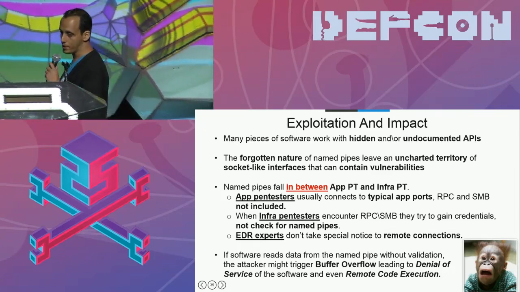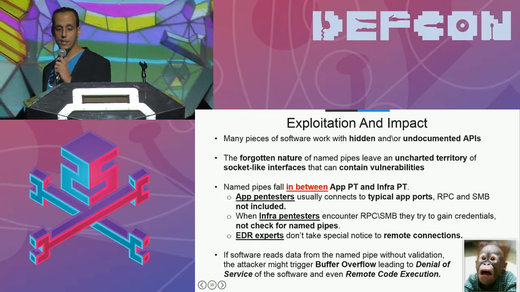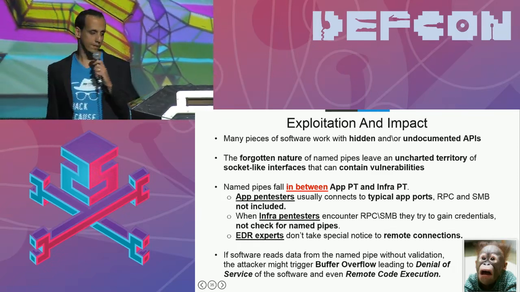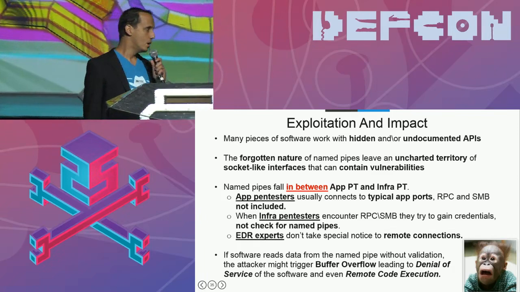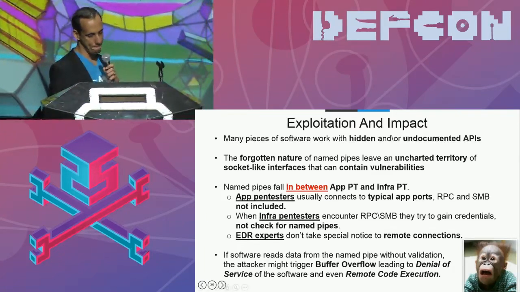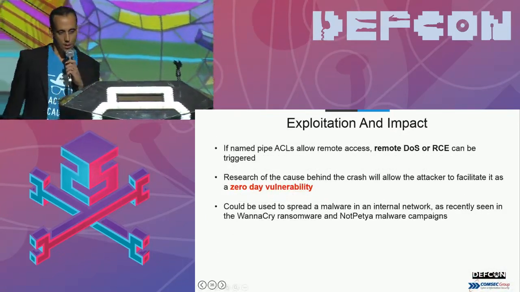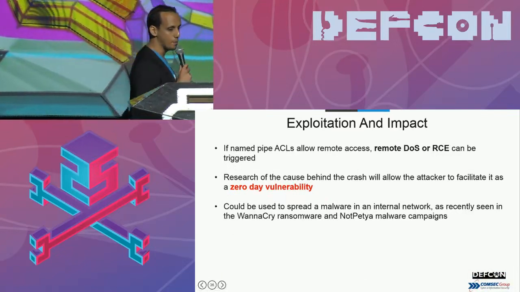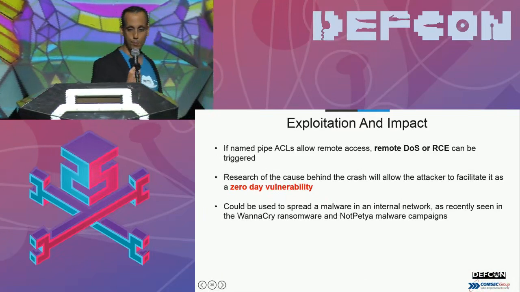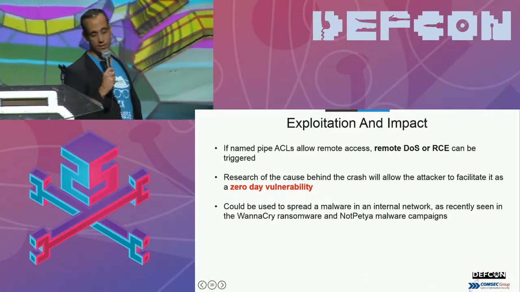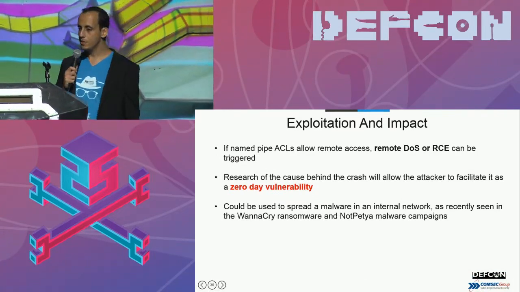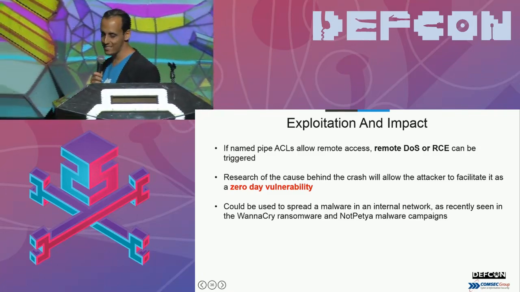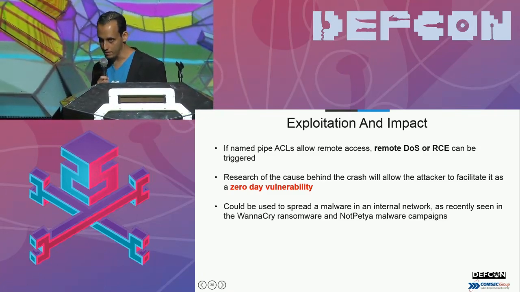So if your Windows installed software reads data from named pipes without validation, it's like any vulnerable application. You can have multiple vulnerabilities, including buffer overflow, that can lead to denial of service, or even, in some cases, remote code execution. So if the named pipe ACL, access control list, allows remote access, then remote denial of service or remote code execution can be triggered. Researching the cause behind the crash will allow the attacker to turn it into a zero-day vulnerability.